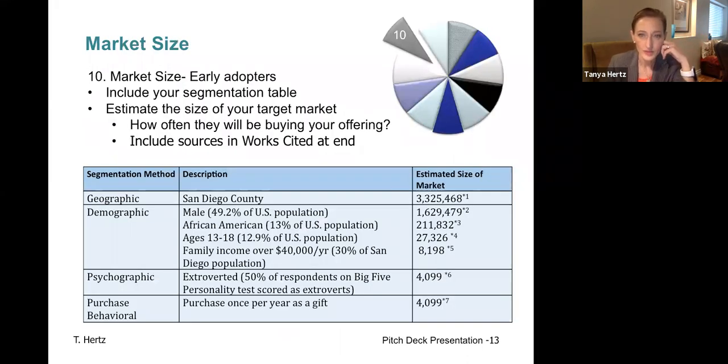So we definitely next want to include the size of the potential first market or early adopter size. And so right here, you'll show that segmentation table, and you'll talk about the total number of the market size. And tell us how often they'll be purchasing from you, whether it's weekly, daily, monthly, once in their lives, right? The works cited does not go into the pitch deck. It goes at the end.